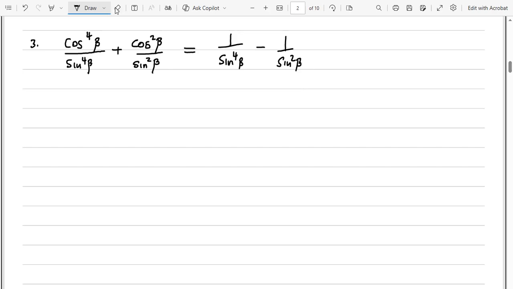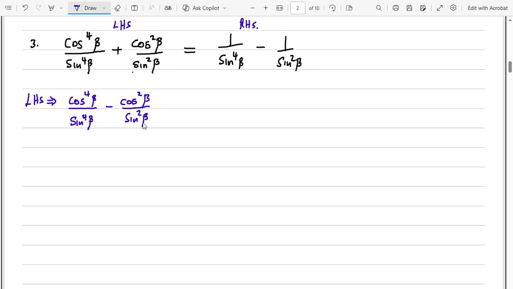So when you look at this question, I think you can agree with me when I say both sides are complicated. The left-hand side is complicated, even the right-hand side is complicated. So we need to solve both of these sides. So I'm going to start with my left-hand side. I'm going to rewrite my left-hand side. This is the cos to the power 4 beta, divided by the sine to the power 4 beta. We minus the cos squared beta over the sine squared beta.